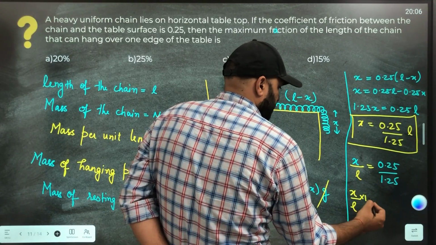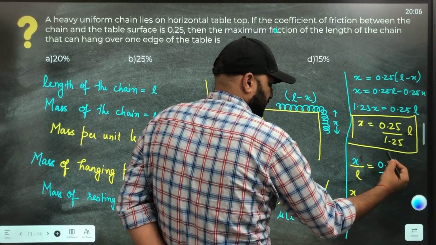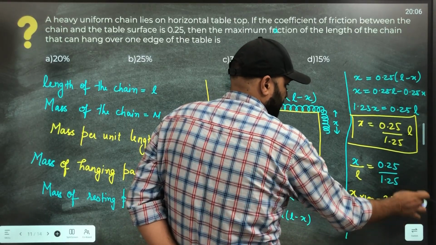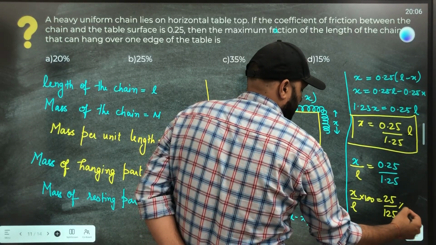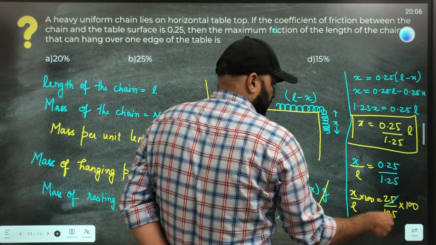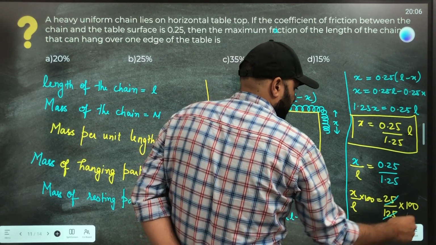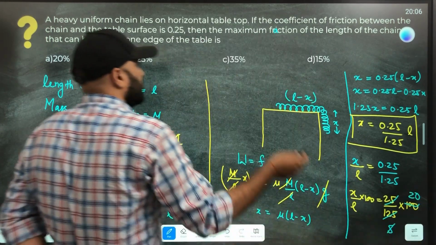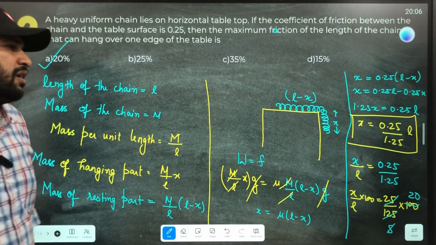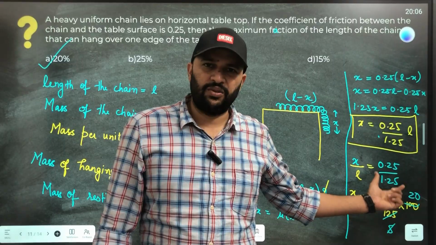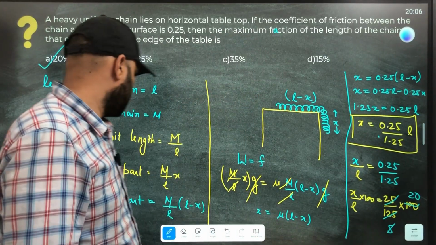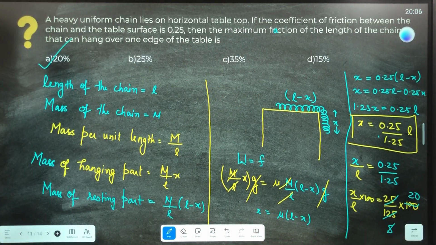So X by L into 100. Let's remove these two decimal points. You get 25 upon 125 into 100, correct? Let's cancel out: 25 fives are 125 and 5 twenties are 100. So the correct answer over here is 20%. Now majority of teachers straight away give you the relation here, so you can use the direct relation to figure out this part. Clear? Okay, let's see the next question.